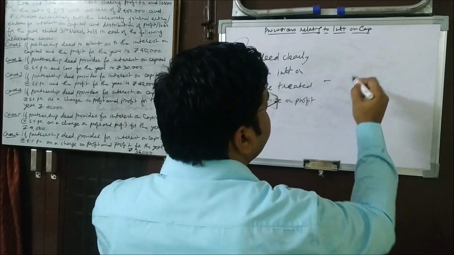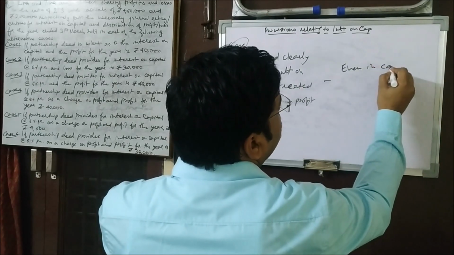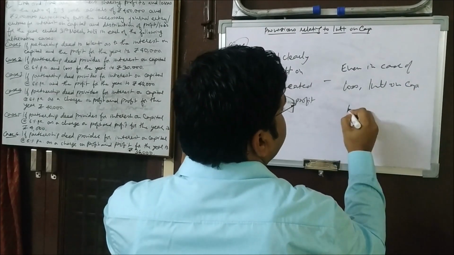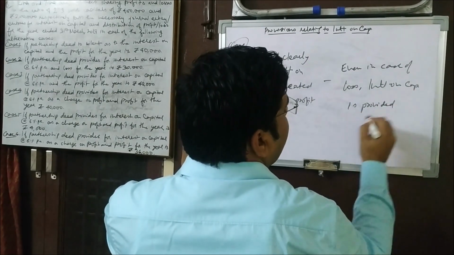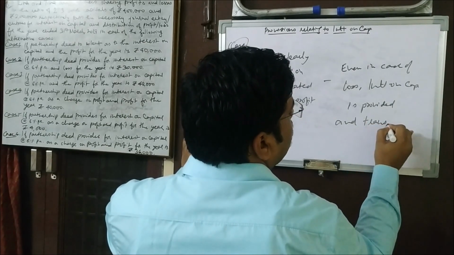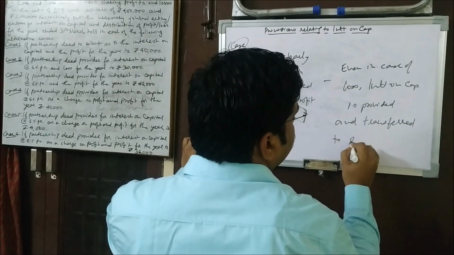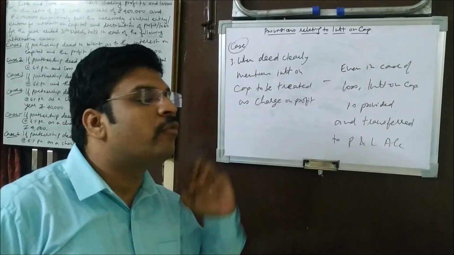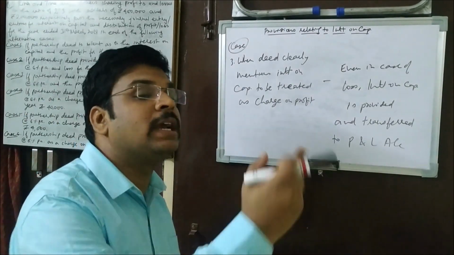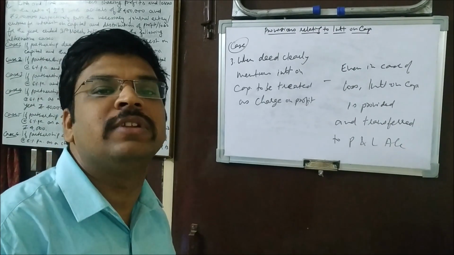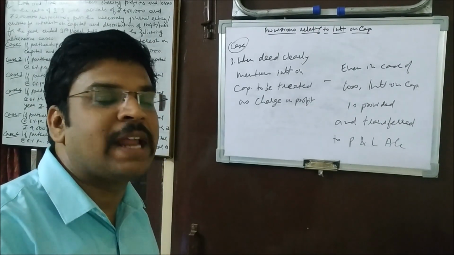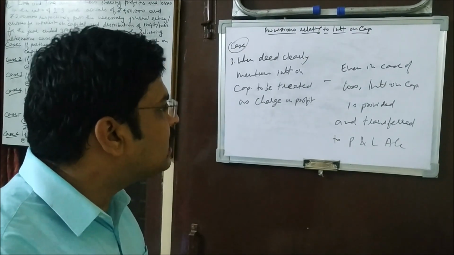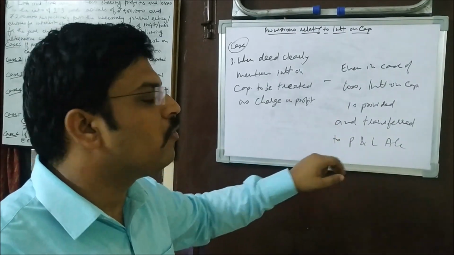In that case, what happens? Even in case of loss, interest on capital is provided and transferred to profit and loss account. All right, because then it becomes an item of profit and loss account, like interest on loan or rent to partner or any other expenditure of the firm which is necessary to operate the business, like salaries of staff, electricity bill or telephone bill, etc. Understood? So in that case, that interest on capital will be debited to profit and loss account.